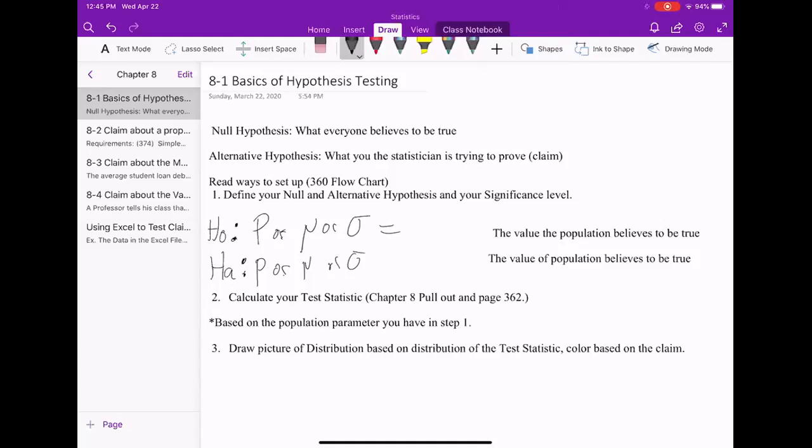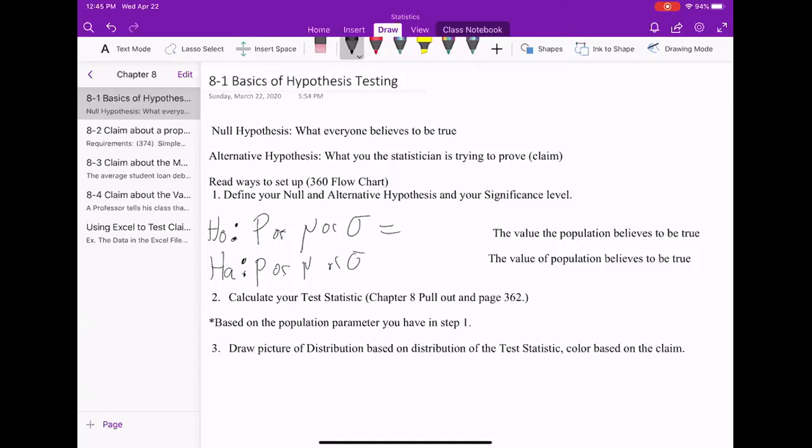So if I think there's 16 ounces of coffee in my cup, then I will say that mu equals 16 ounces. That is what the population believes to be true. If I go to Subway and I buy a foot-long sandwich, I believe that the sandwich is a foot long. So that is what people believe to be true.